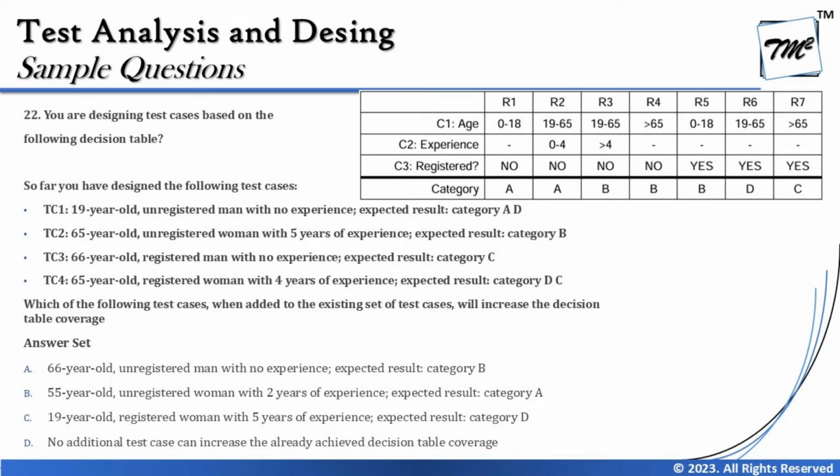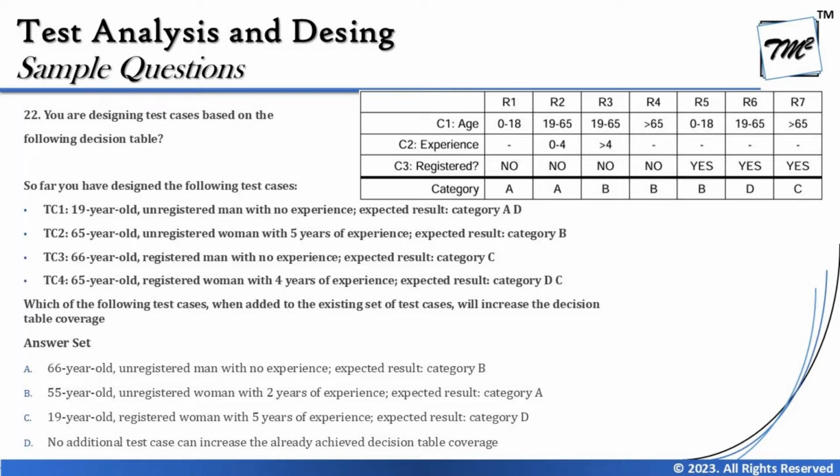So let's continue further. The test case 2 we have for you is a 65-year-old unregistered woman with 5 years of experience. Again, man and woman are just distractions, because none of the criteria mention whether it is supposed to be a man or woman. It's just kind of a diversion, so don't get distracted by that. As far as it is a condition, you should take it into account.